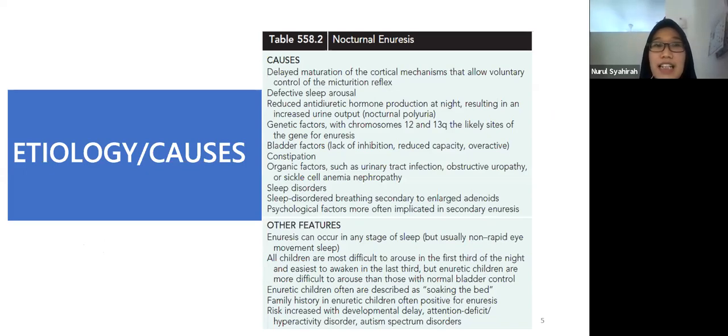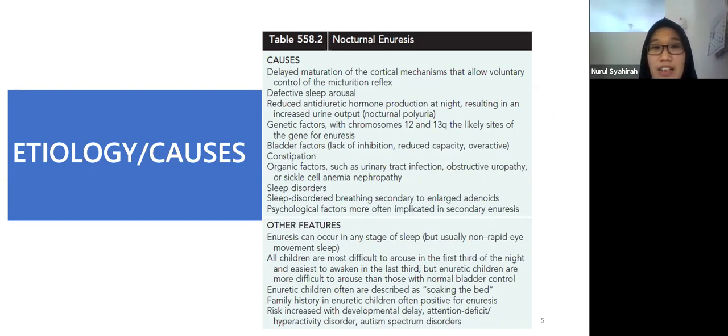Basically, this is the list of the etiology or causes of enuresis. First, delayed maturation of the cortical mechanism, which allows control of the micturition reflex. Second, defective sleep arousal, meaning the child has difficulty arising from deep sleep. Third, reduced antidiuretic hormone production at night, which results in increased urine output, so the child may have nocturnal polyuria.